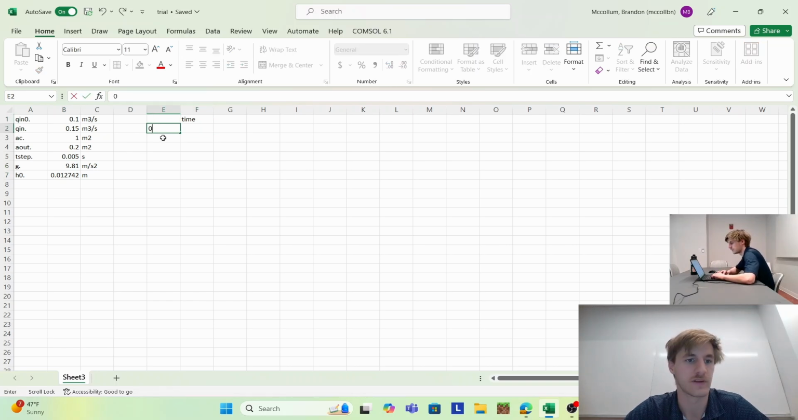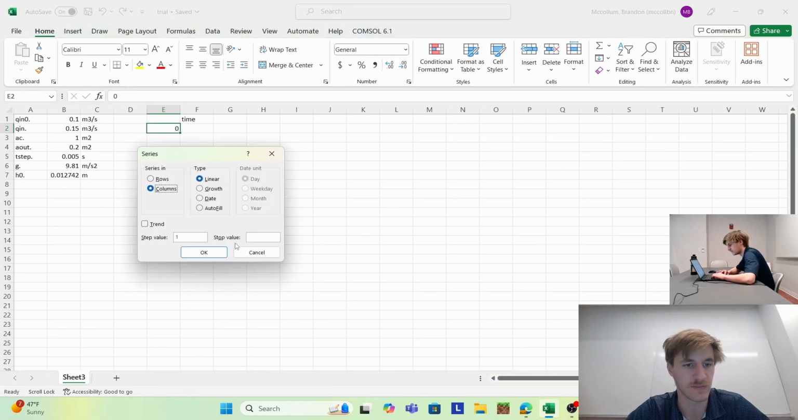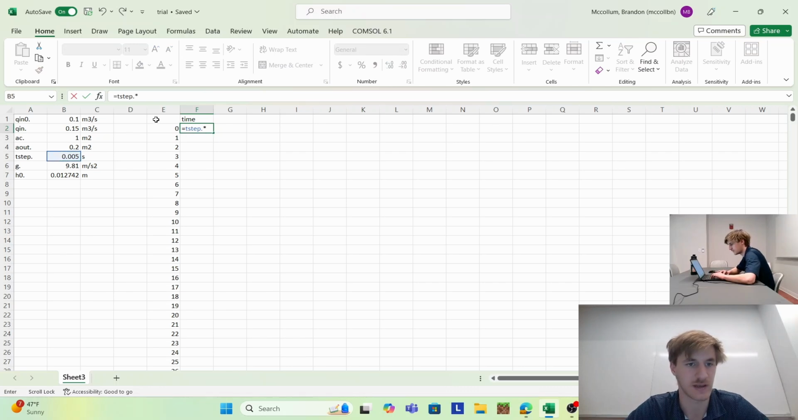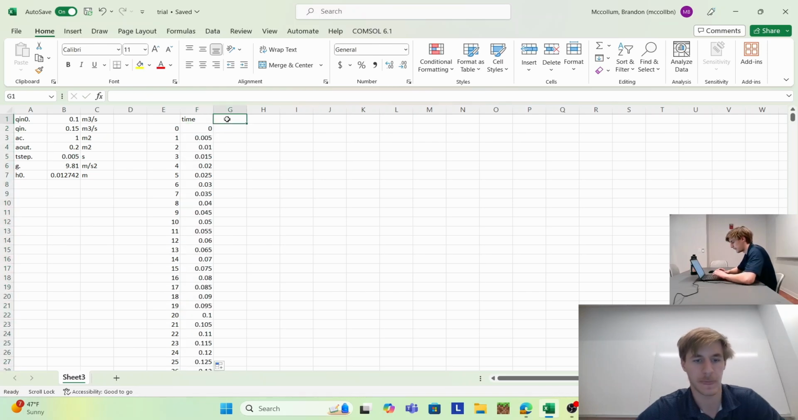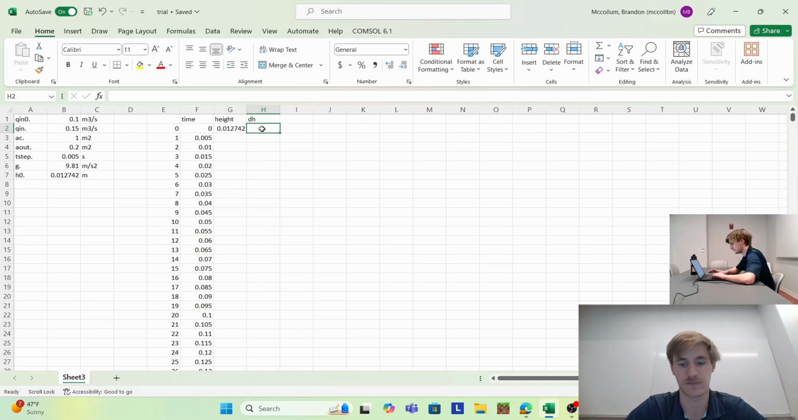Now I'm going to make our counter here. We'll start at 0, and if we go to this menu here, we can make a call, step value 1, and we can just go to 1,000. And then our time is going to be equal to our time step times our counter. So next we'll make a column for all of our heights. That of course starts with the initial height. And we'll also make our change in height.